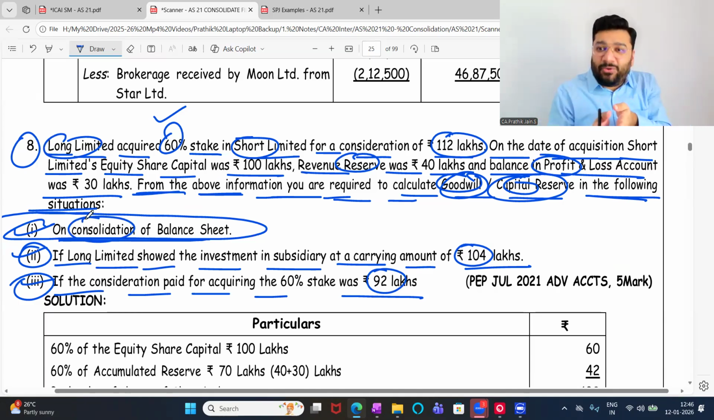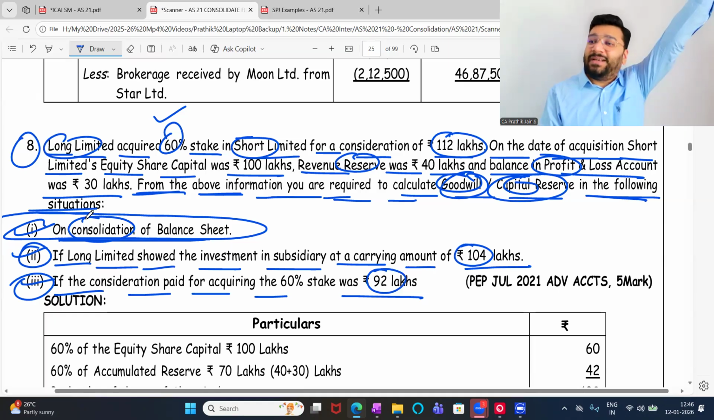During the consolidation period only, we will do all the calculations. That time we'll do the AOP calculation, the goodwill CR calculation, the minority calculation, and the consolidated reserve and surplus. So all four working notes, we do on which date while doing the consolidation? But the working note for goodwill and capital reserve, that we do as of which date? Always on the date of acquisition.